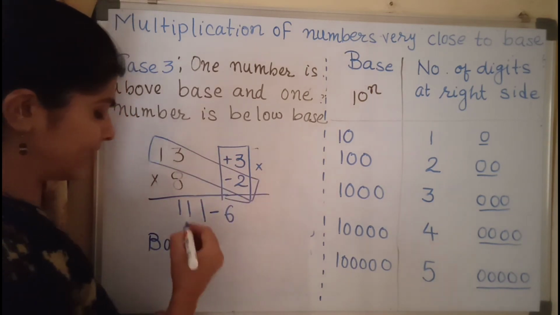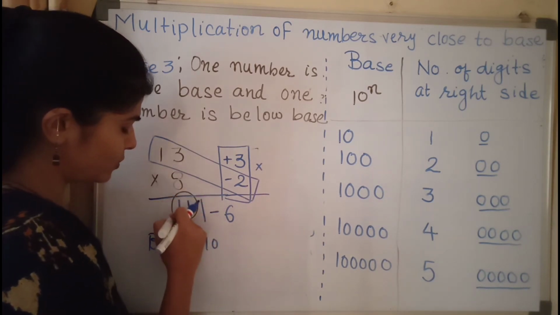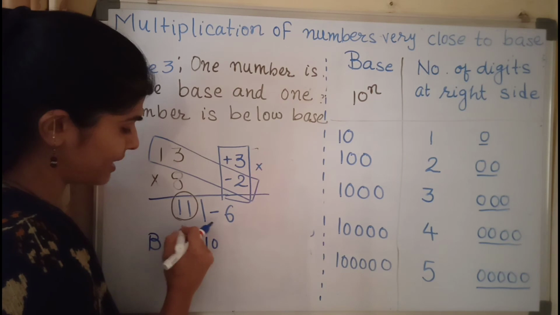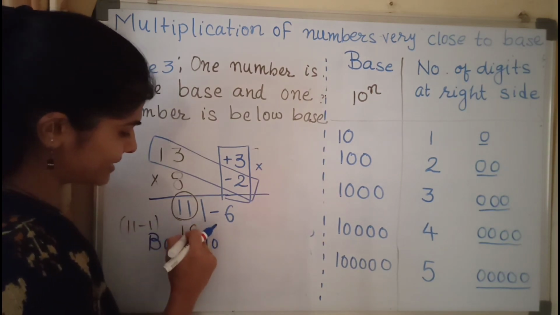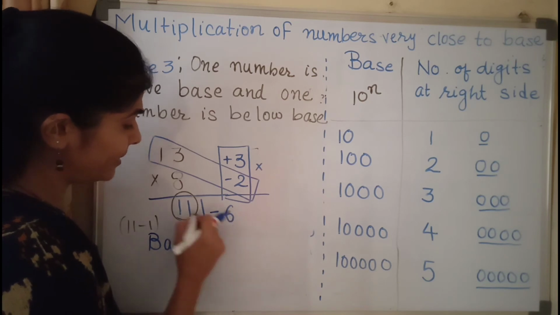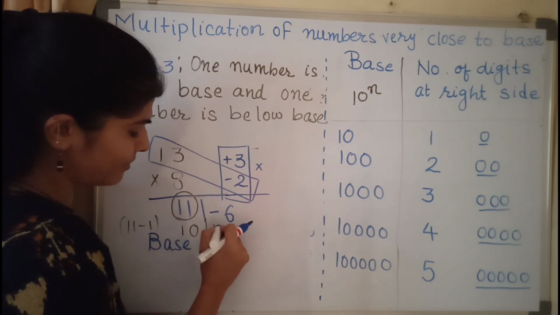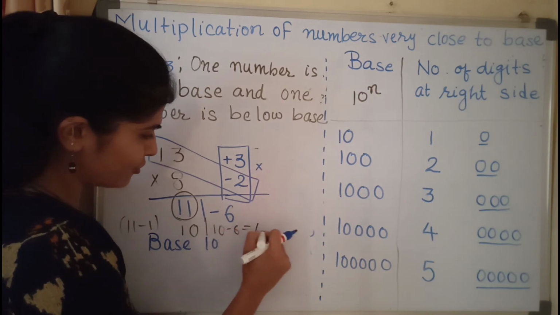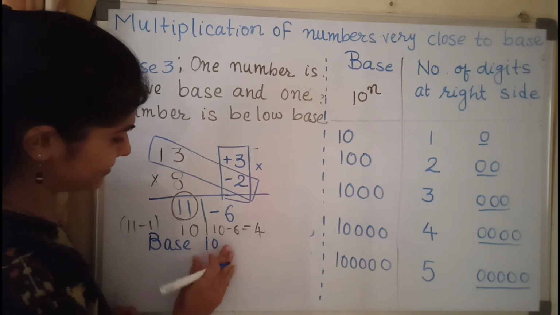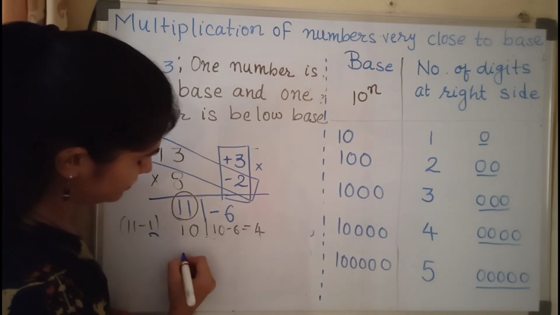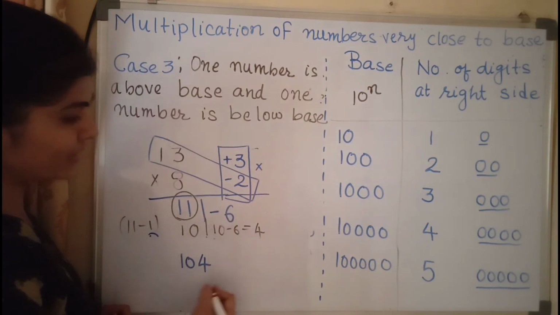So now what is the next step? Next step is this base is 10, so this should be reduced by one number. So this 11 minus 1 is how much? That is 10. So this should be 10 and this one should be subtracted from the base. So this will become 10 minus 6, which is 4. So actually our answer is 104.